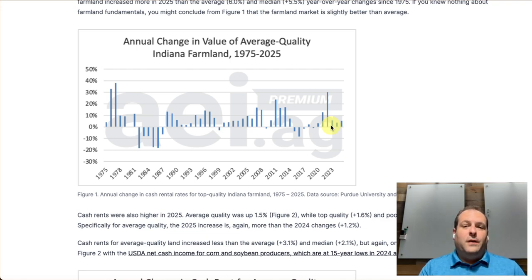When we took a look at the other chart, cash rents are a very similar story. It's a little smaller increase, but we still saw this reversion to the mean, or slightly below the mean of activity, not anywhere near a zero change or even a slightly negative change. So this is the latest. These are the top line insights from the latest Indiana farmland data.